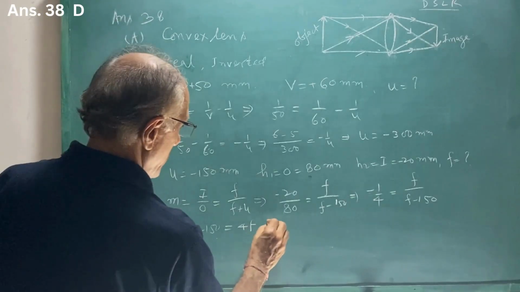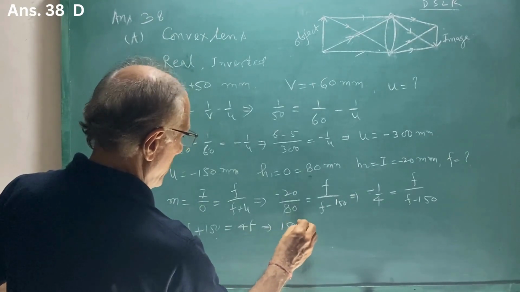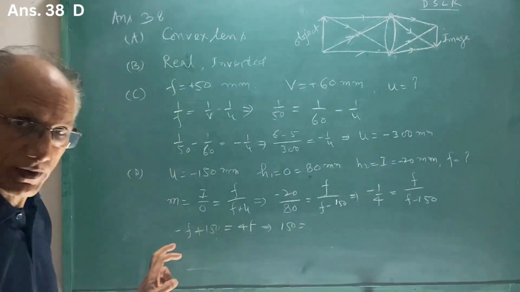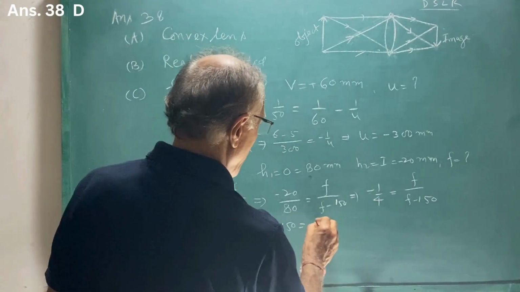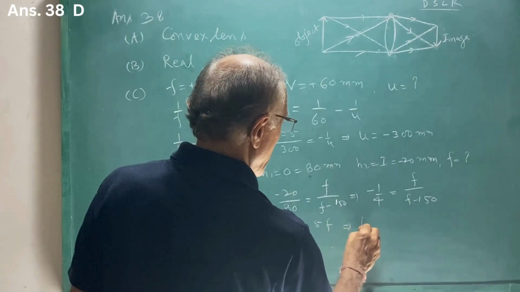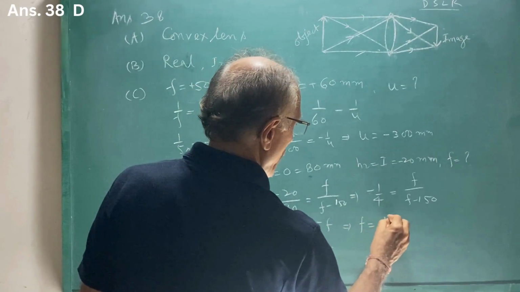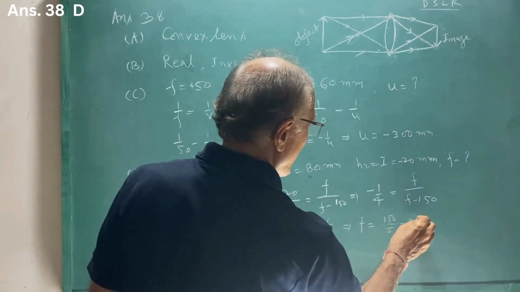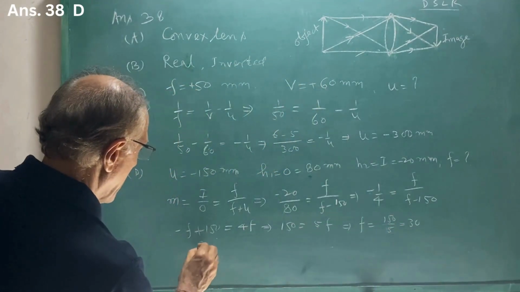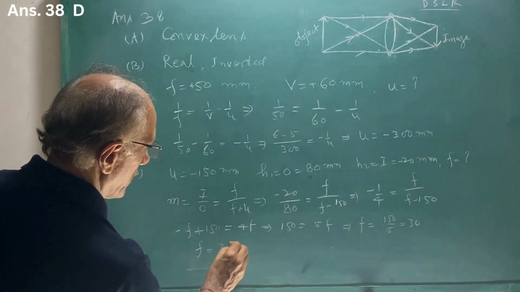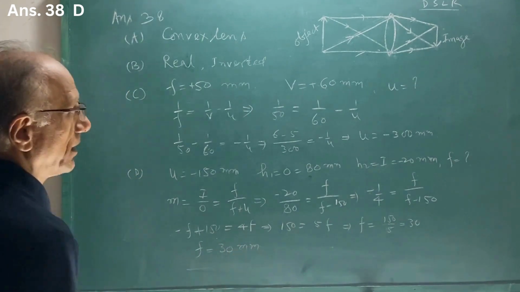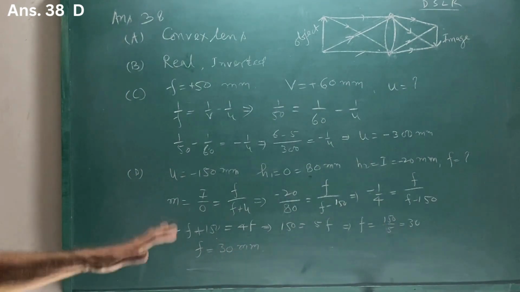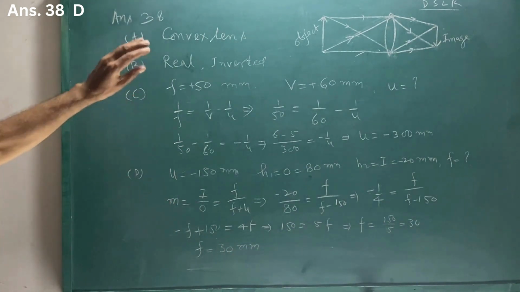So here 150 equals 4F plus F, that is 5F. So F equals 150 divided by 5, that is 30. So F equals 30 mm. We can just see once again.